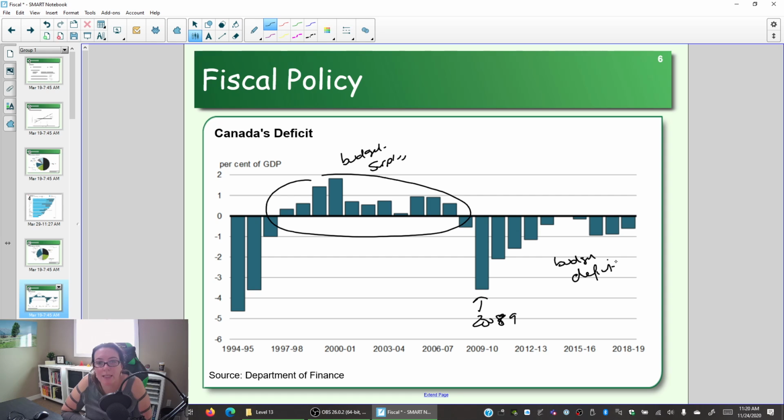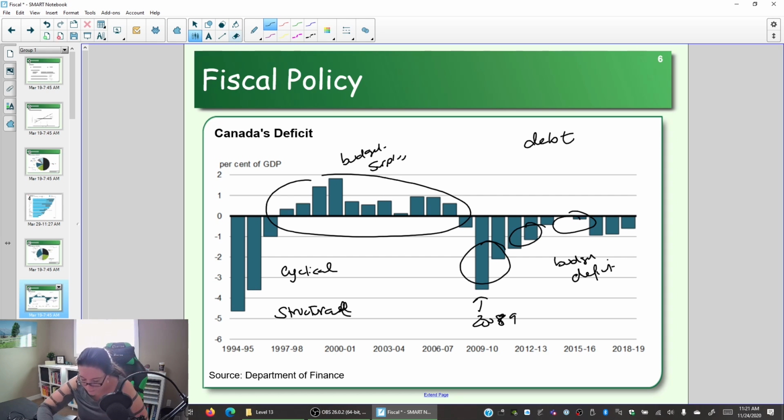Well, that really depends. We know that if you have a deficit and another deficit and another deficit year after year, you get debt. So debt is accumulated deficits. Now, is this a problem? Well, that depends on whether the debt is cyclical or structural. And we've talked about that previously.